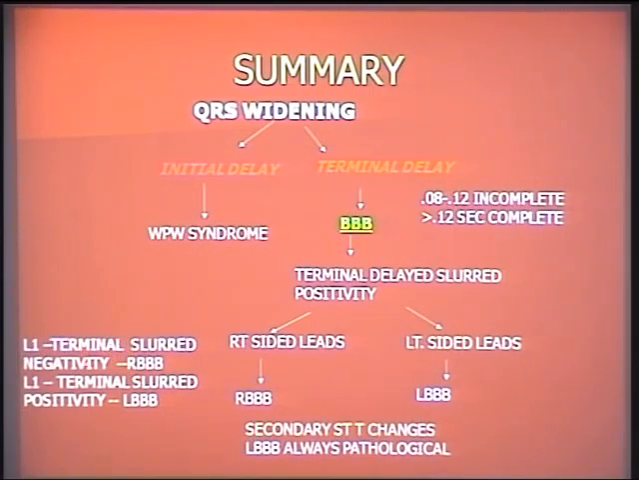L1 shows terminal delayed slurred negativity, it is right bundle branch block. L1 shows terminal delayed slurred positivity, it is the left bundle branch block. So looking at L1 itself, you can diagnose a bundle branch block.